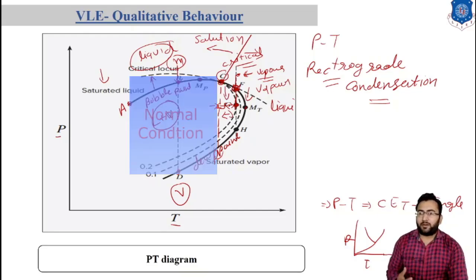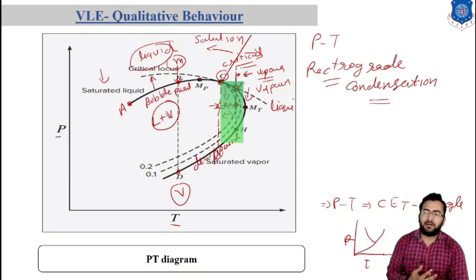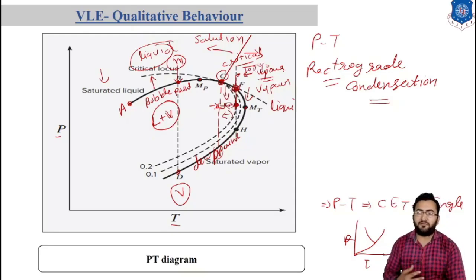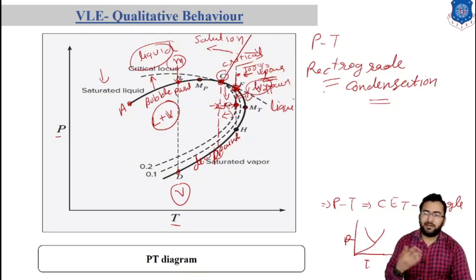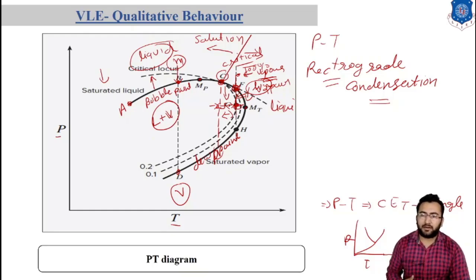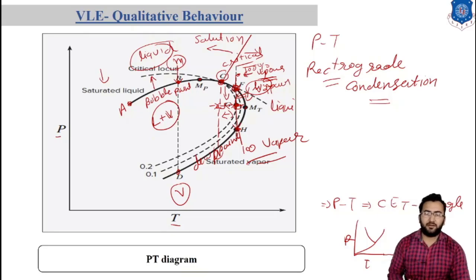In normal conditions, if we reduce the pressure, the liquid will boil and be converted into vapor. But in the critical region, there is 100% vapor, and if we reduce the pressure, this vapor is converted into liquid. That's why reverse condensation happens here, which means retrograde condensation. Now again, if we reduce the pressure, this liquid is converted into vapor up to point H, and again all the liquid is converted into vapor, and we get 100% vapor here. So this is how retrograde condensation works.